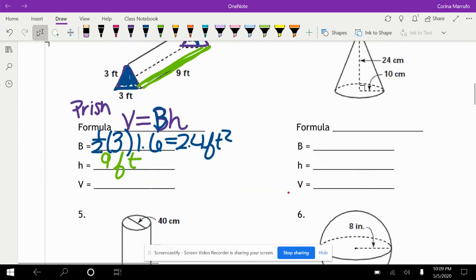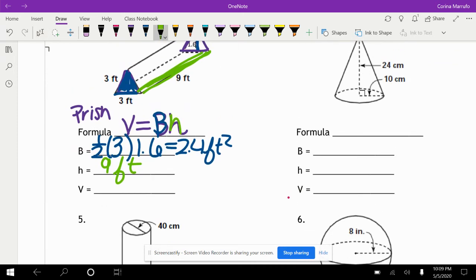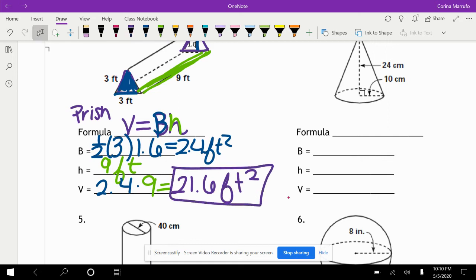So now I am ready to plug this into my formula. Volume equals big B, which is 2.4, times little h, which is 9. And I go ahead and plug that into my calculator. And that gives me 21.6 feet squared.